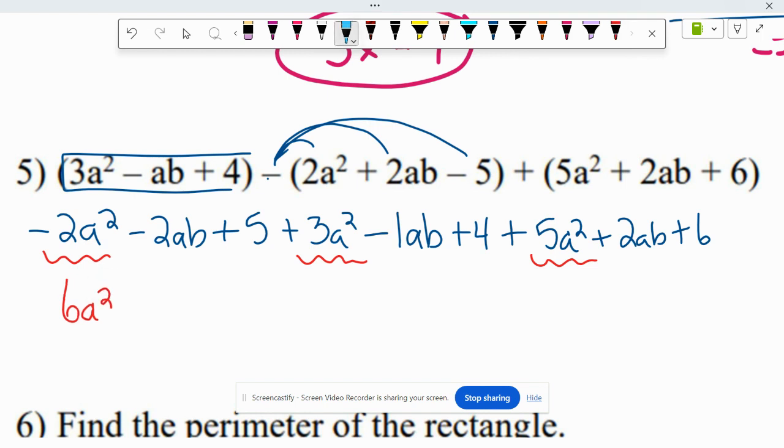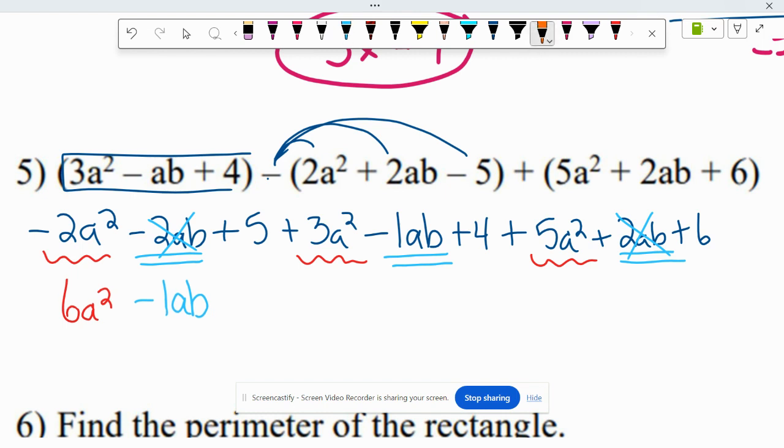Now I'm going to focus on my AB terms. I have a -2ab, a -1ab, and a positive 2ab. What do you get? Yeah, it's -1ab. Do you guys see that this positive 2ab and -2ab cancel each other out? So you just have -1ab. I always look for terms that cancel each other out. That makes our math a little bit easier, right?